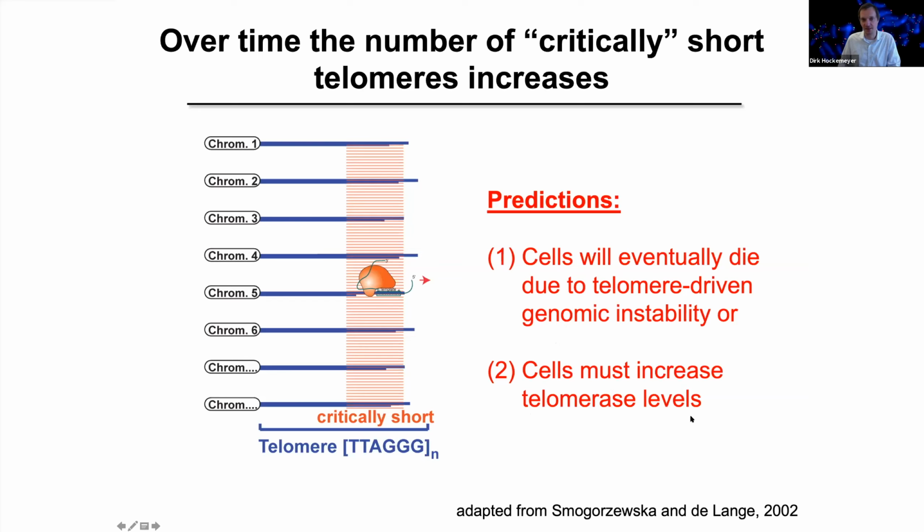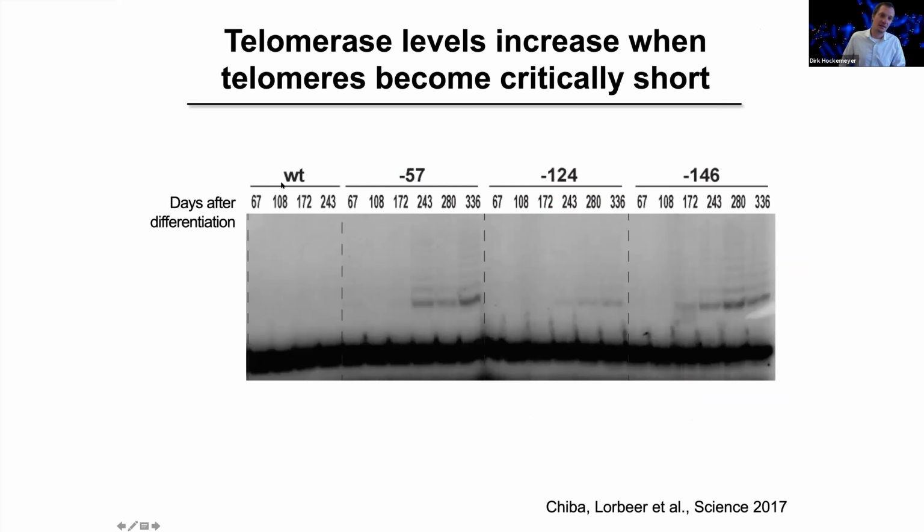And so we tested this first. We asked what happens in cells that have the TERT promoter mutations over time in terms of telomerase levels. As you can see here, in wild-type cells, telomerase expression or telomerase activity is completely absent in fibroblasts. And this is also true, with very low detection of telomerase, in any of these isogenic cells initially after differentiation.